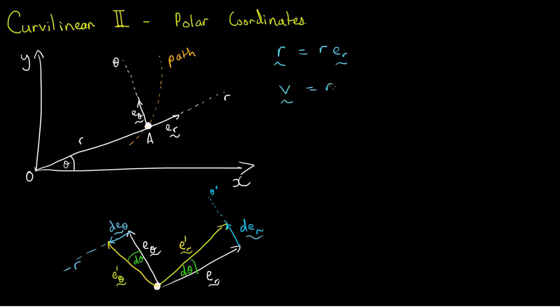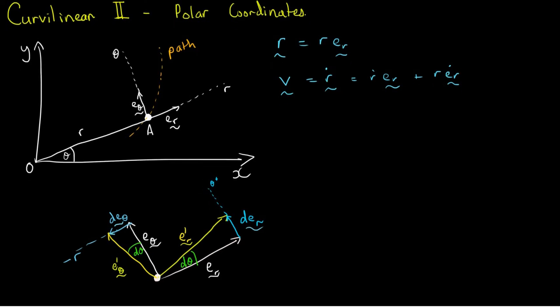Well, that's just the first derivative of the position vector with respect to time, which if we use the chain rule is r dot e of r plus r e of r dot. So how do we deal with this? And to deal with this, we're going to use this diagram that you see down here.